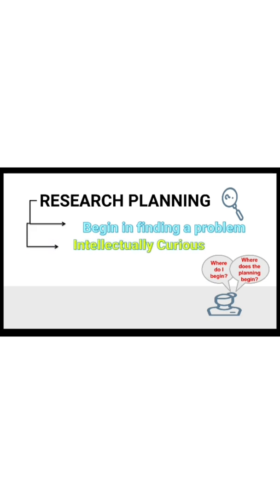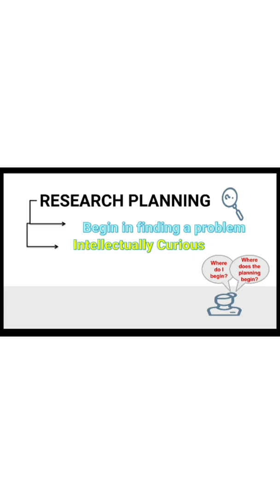Research planning. The first question that a researcher may well ask is, where do I begin? In other words, where does the planning begin? The planning begins in finding a problem, and an intellectually curious, inquisitive mind is the beginning of research. Gleiser states that before we begin our research process, we should consider our epistemological and ontological assumptions and presuppositions.